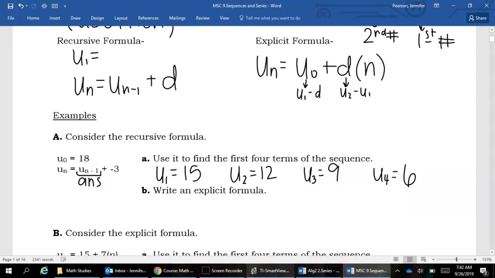Now I'm going to write an explicit formula. So now I'm going to try to write one like this. To do that, we're going to substitute values in for u sub n and d. And those values are given right here, our u sub 0 and our d.